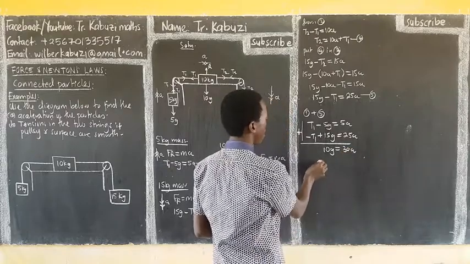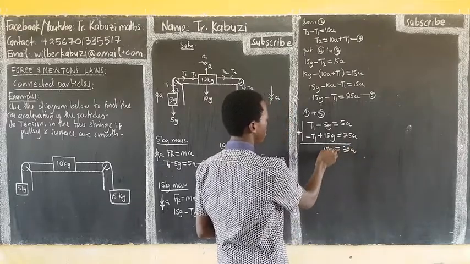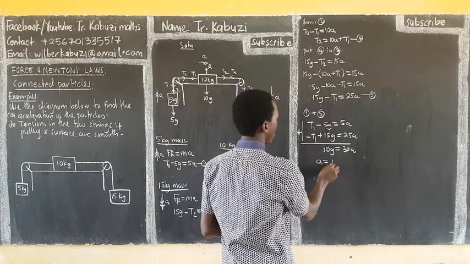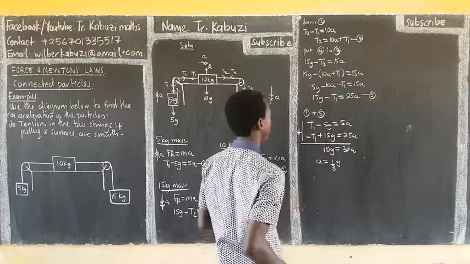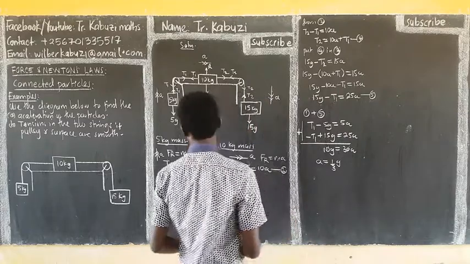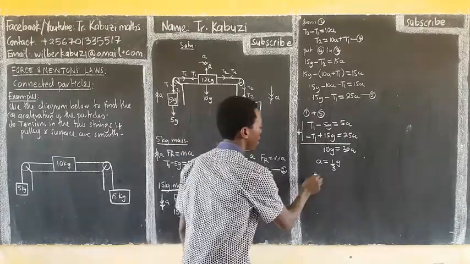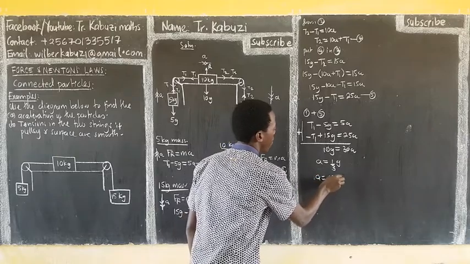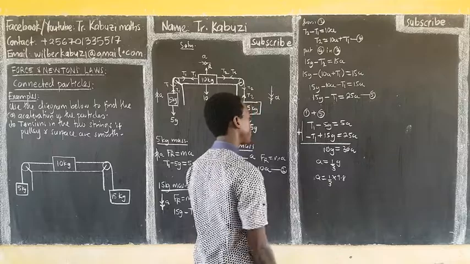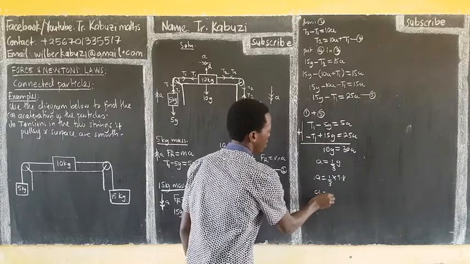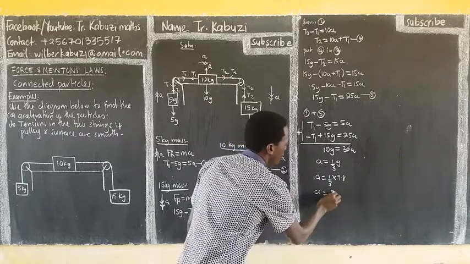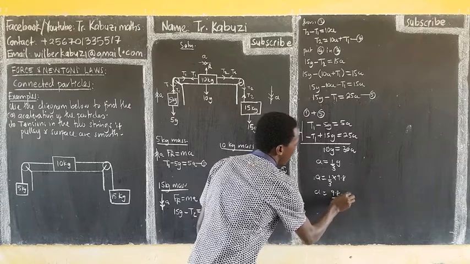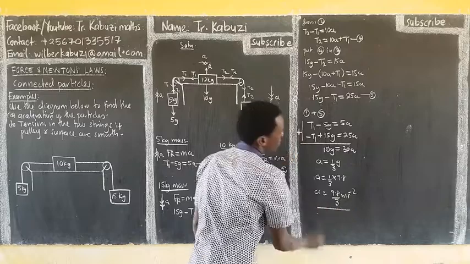So meaning from there, my a, you see this one, it's going to cancel, it's going to be a third g. What is my g? Know that our g is 9.8. Our a is a third times 9.8, which you can easily simplify to 9.8 over 3 meters per second squared. Those are the units for acceleration.